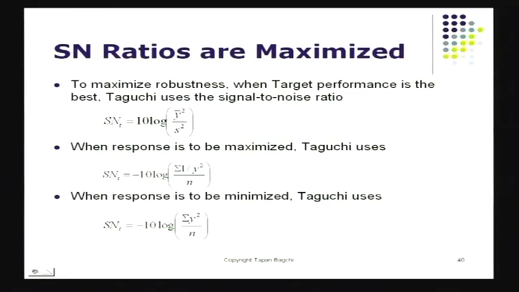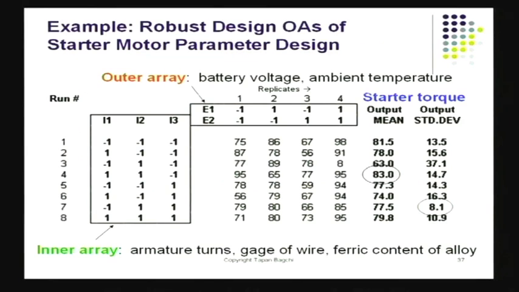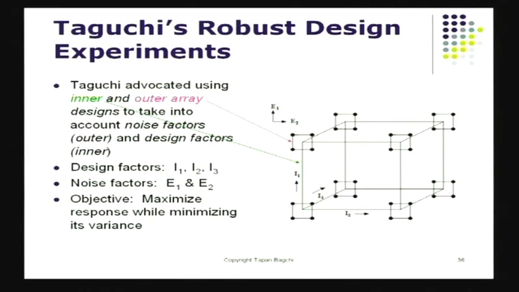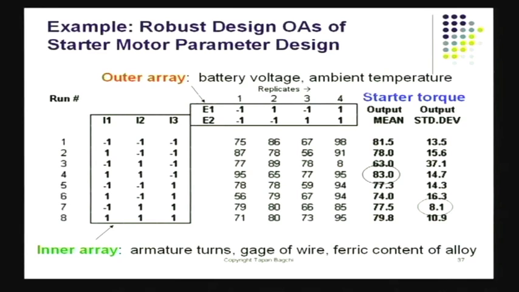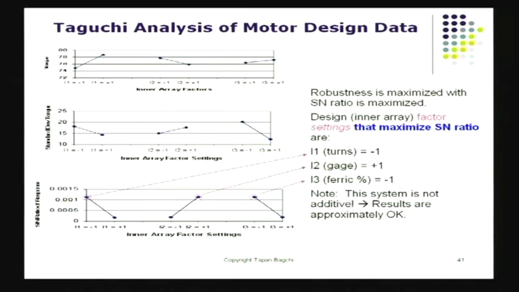So Taguchi gave us three different formulas for evaluating signal to noise ratios once your data was collected from your robust design experiments, which is the inner array, outer array experiment. So if you had an experiment like this, or like this, you take the data and convert that into signal to noise ratios using one of these formulas. And that could then be plotted. And here what we have is the plot, first of all, of the average torque, then the standard deviation of the torque, and then of course the signal to noise ratio.